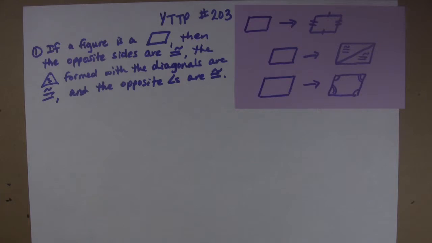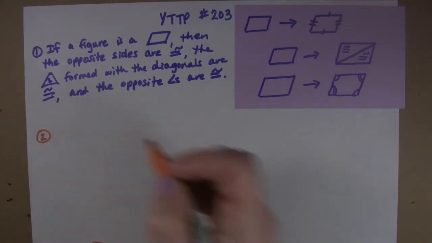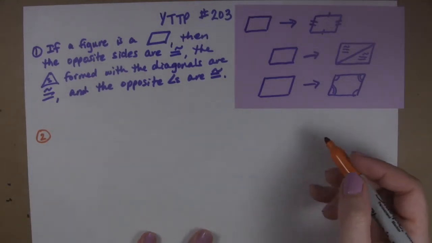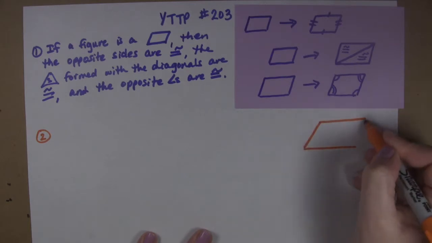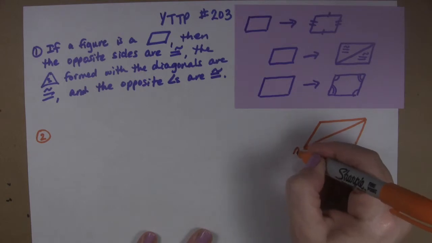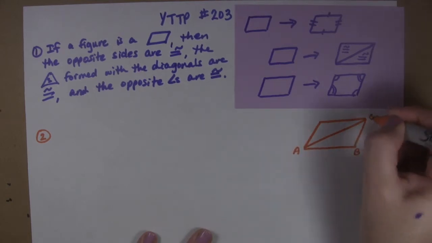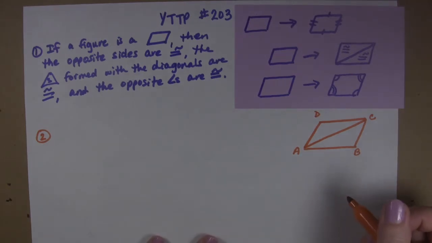All right, let's take a look at number 2. Number 2 says that we are going to prove one of these, and the one that we are going to start with is this one. We have a parallelogram, and we're going to label it A, B, C, D, and they usually go in this clockwise direction. It doesn't really matter. I'm just trying to be consistent with what Fred does.